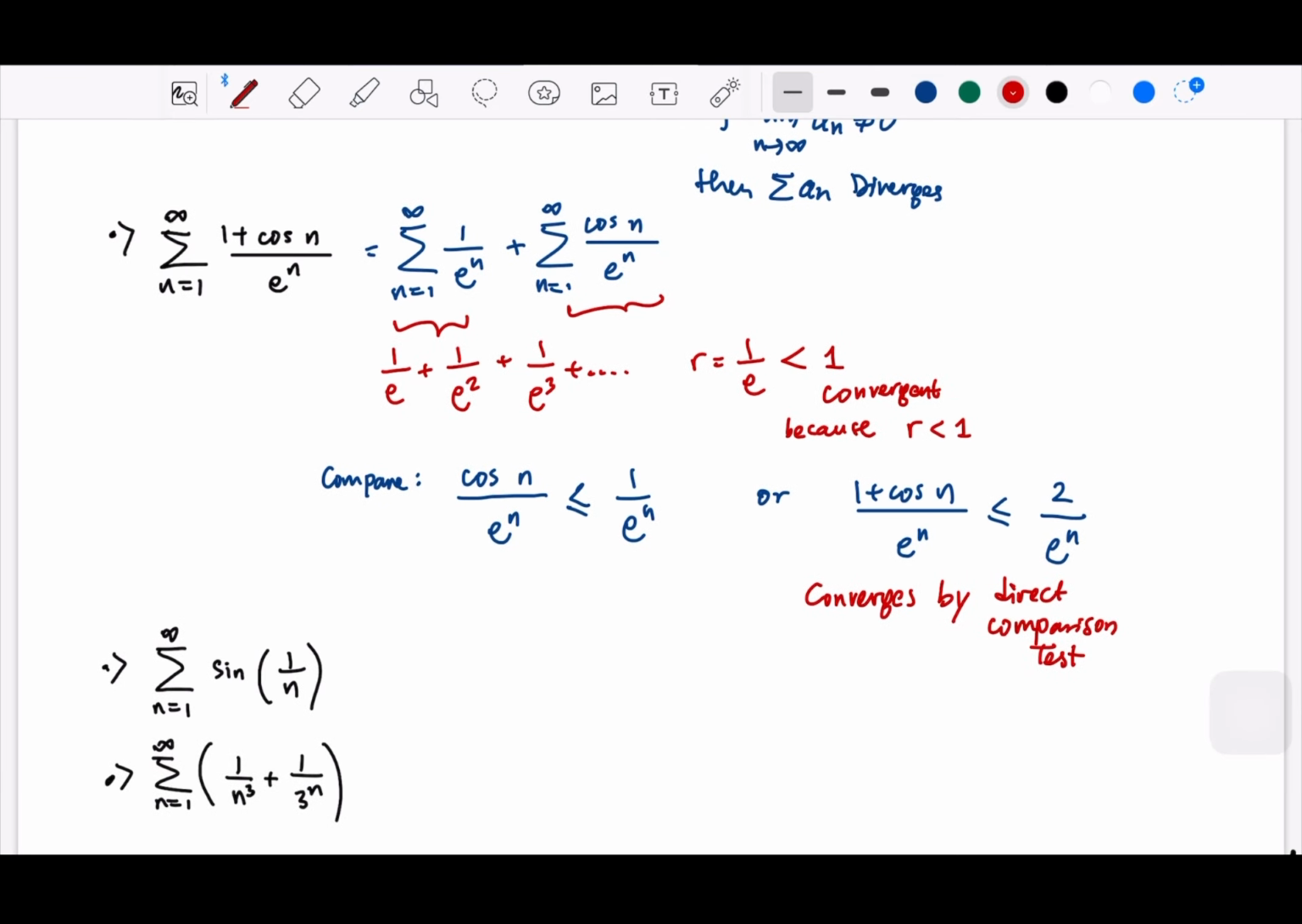What is 2 over e to the n? This is just my approach for this plus cosine. Why is it convergent? It's the same geometric series, the same one, it just has a constant 2. Yeah, sorry. Okay. Let me write here: this is also a convergent geometric series with r less than 1.